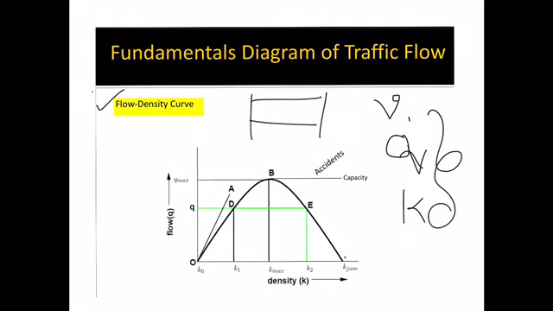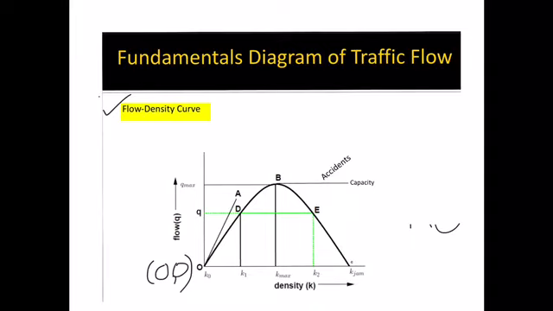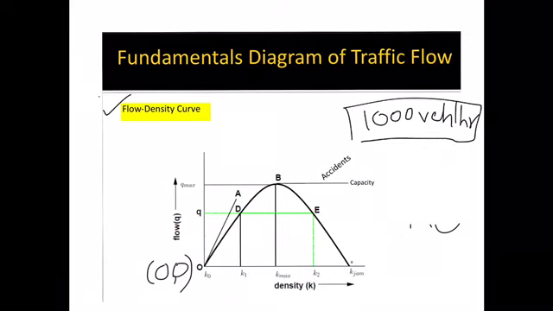The picture here will show you the relationship between the density and flow. Initially there are 0 vehicles, so when the vehicles are 0, the density will also be 0. All roads are designed to take some amount of traffic volume. For example, your road is designed to take 1000 vehicles per hour. Up to this value, there will not be any delay. You can expect a free flow in the traffic.